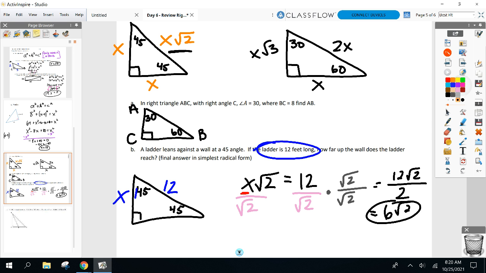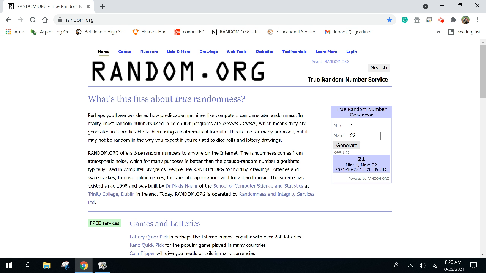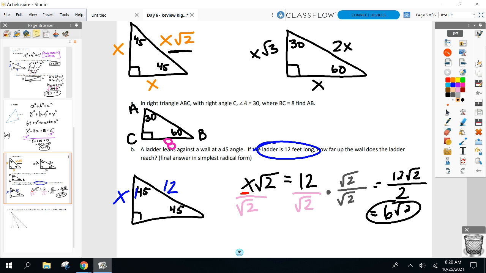Okay, here we go. Ready? BC is 8. Look where 8 is. I need somebody to tell me what 8 is across from what angle. Ryan, 8's across from what angle measure? 30. The 30, right, everyone? It's across from the 30. There's my x value. What am I looking for?